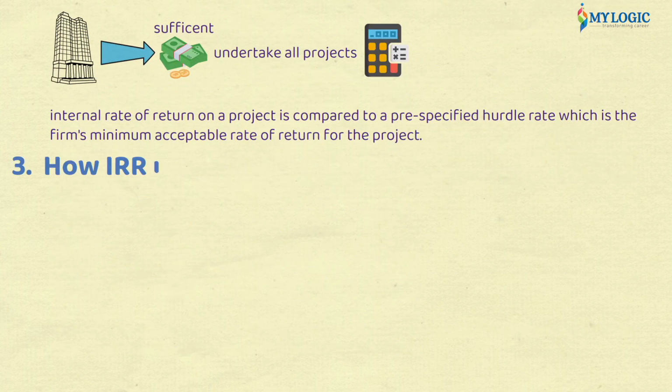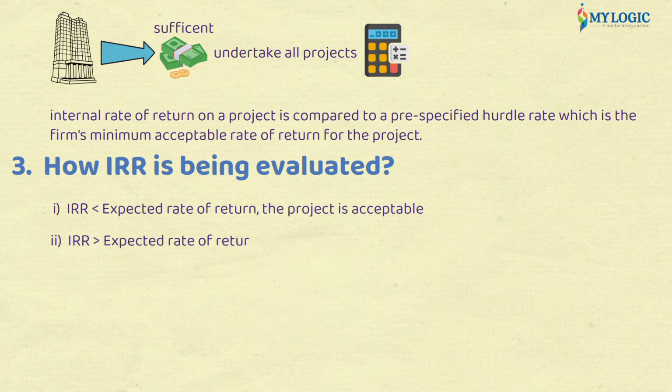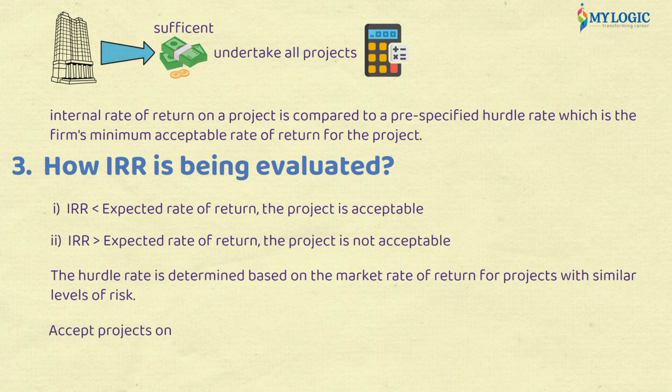Number 3. How is IRR being evaluated? Number 1. If IRR is greater than the expected rate of return, the project is acceptable. Number 2. If IRR is less than the expected rate of return, the project is not acceptable. The hurdle rate is determined based on the market rate of return for projects with similar levels of risk. Accept projects only if the IRR is greater than the hurdle rate. Otherwise, reject the project.